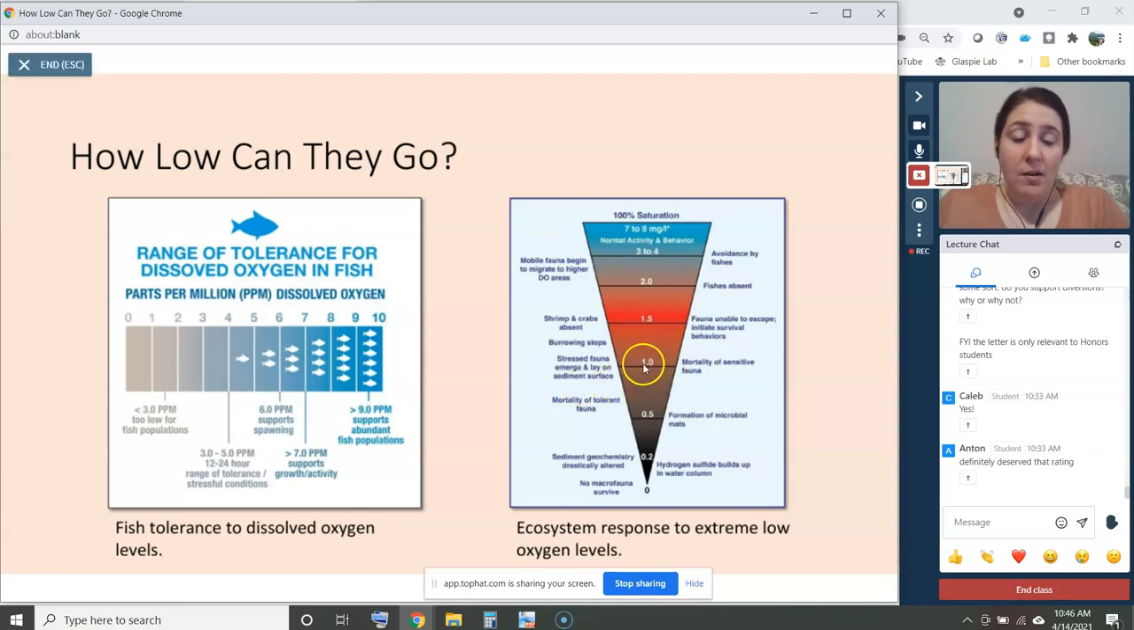At 1, you get a whole bunch of animals that couldn't escape laying on the surface trying to get some dissolved oxygen. They come out of their burrows and lay on the surface of the sediment. And you start to get even the most tolerant animals in terms of dissolved oxygen starting to die off. And then at 0.5, you get formation of microbial mats. So really only bacteria are forming. They're blooming to eat up anything that died in the hypoxic zone. And your sediment geochemistry and basic processes of the ecosystem fail as you approach 0.